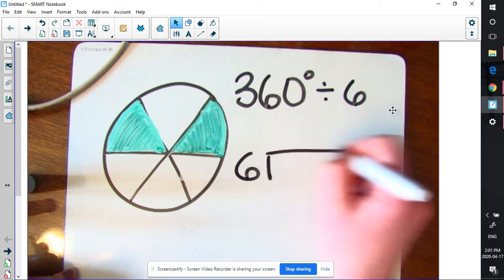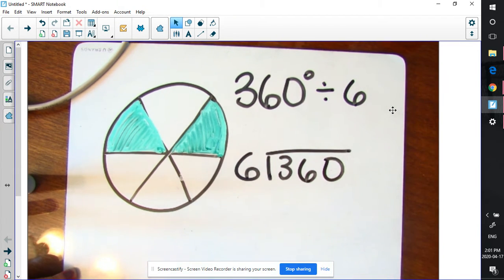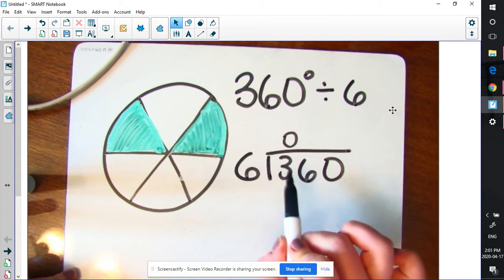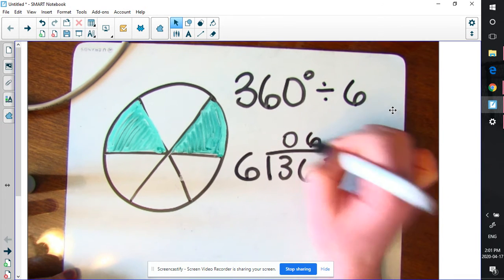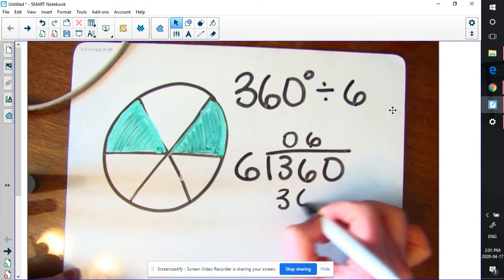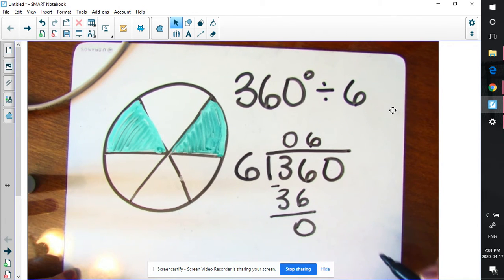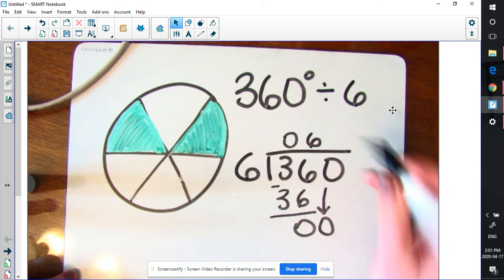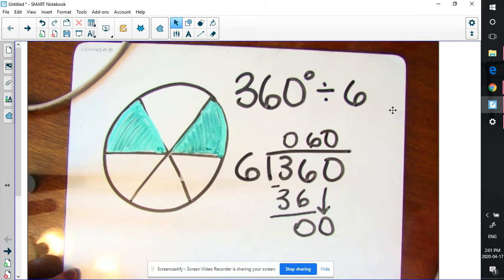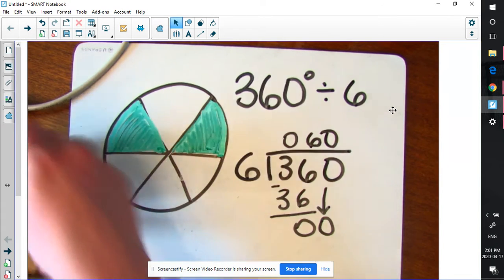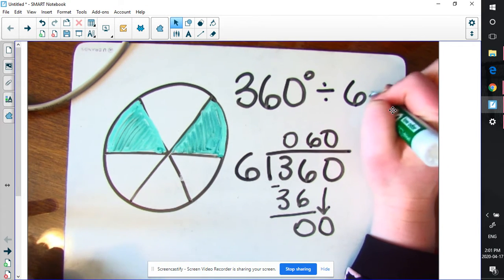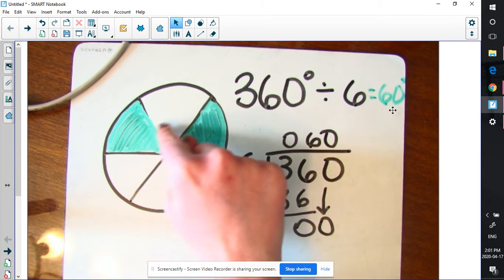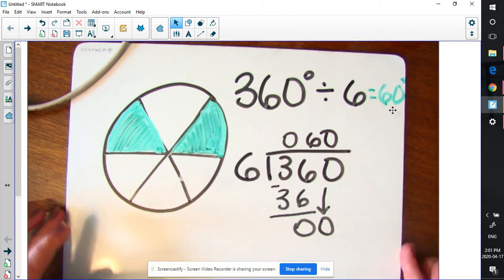Now this one you might know off the top of your head. If you do, that is excellent. If not, that's okay. 6, we can't get it into 3. We can get it into 36 though, exactly 6 times. 6 times 6 is 36. I subtract, I get 0. Then I bring down my second 0. 6 cannot go into 0, so we put a 0. That means that my answer to 360 divided by 6 is 60 degrees. So that means that each one of these pieces has a central angle of 60 degrees.